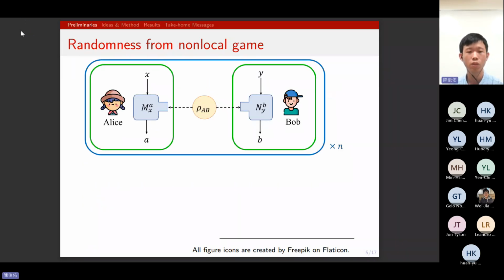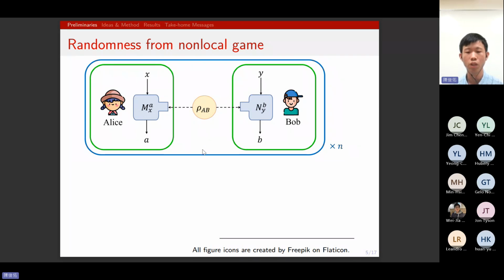Then let's come to randomness generation from the non-local game. In this case, we will consider two untrusted devices instead of players. What we want is to certify the devices, to make sure the behavior of the devices is really performing what we want them to do. Here, the question serves as the input, the choice of a measurement performed by the device, and the answer is the output, or the measurement outcome generated from the device.